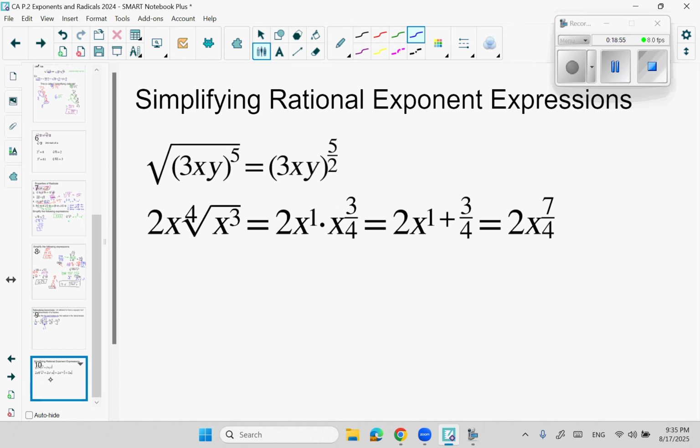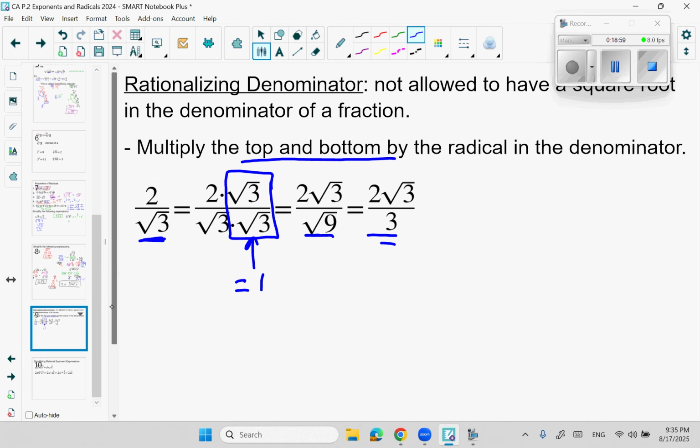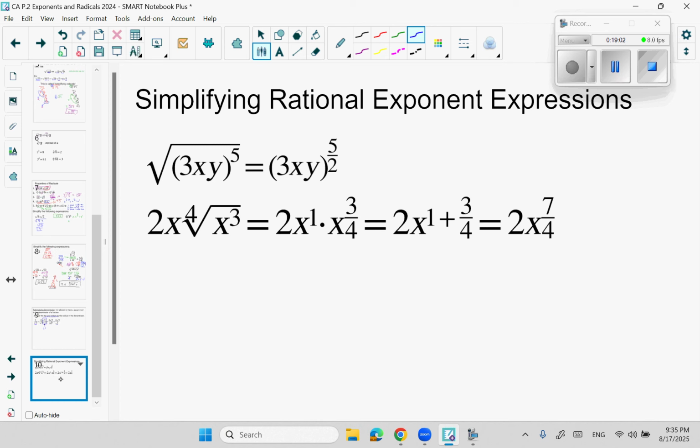So here, I guess do we not have an example? That's it. Sounds good.